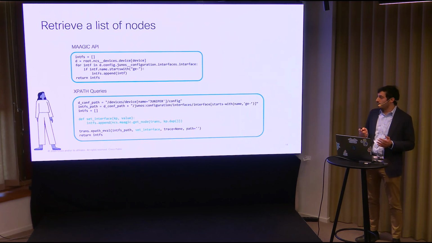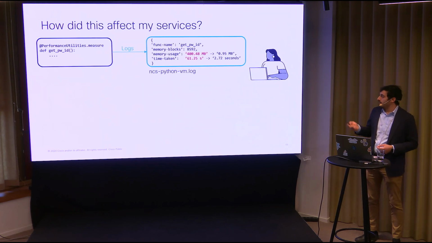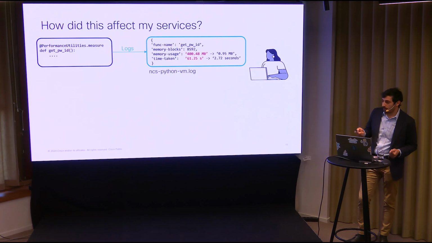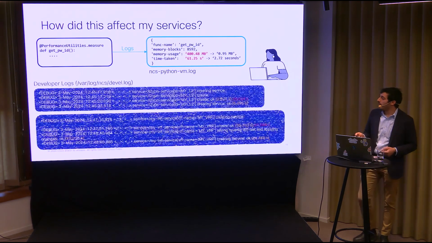Now, Emma used the xpath queries to implement that function. Now let's see how this affected the service. The decorator is already telling us that we improved a lot. Memory usage went down from 400 megabytes to less than 1 megabyte, and the time taken went down from 61 to 2.7 seconds, which is quite a lot of gain.